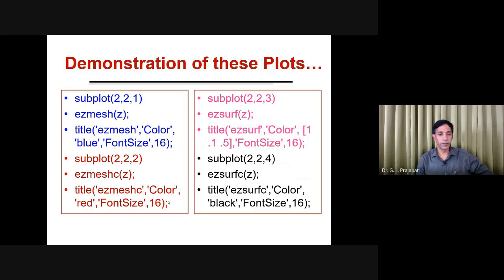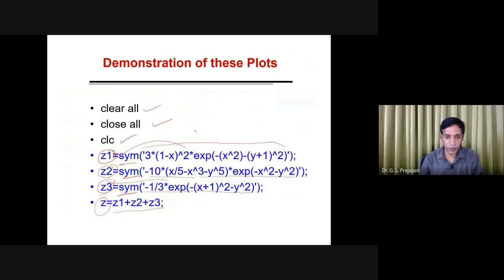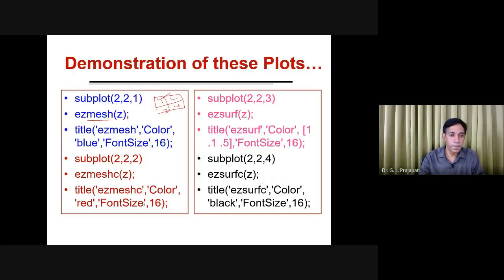Now you know the subplot. The grid is a 2 by 2 grid. You have the 2 by 2 grid now, and this is 1, 2, 3, and 4. So subplot 2, 2, 1 here. What you want is the mass plot of Z. So you have the mass plot of Z, which you have computed earlier. Now you can give the title EZ mass, color is blue, font size 16. Okay. Subplot 222 means at this location.